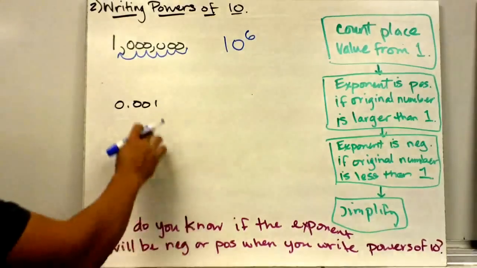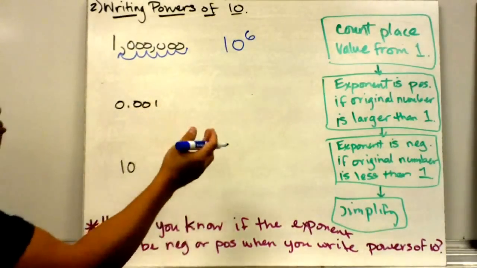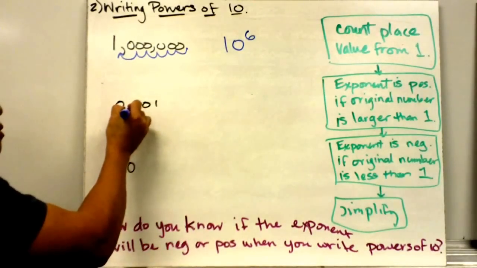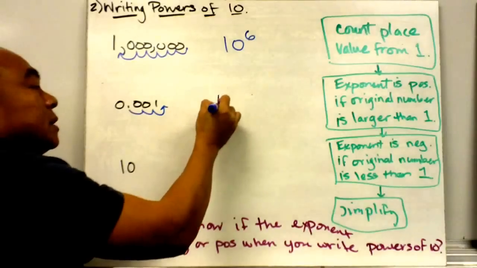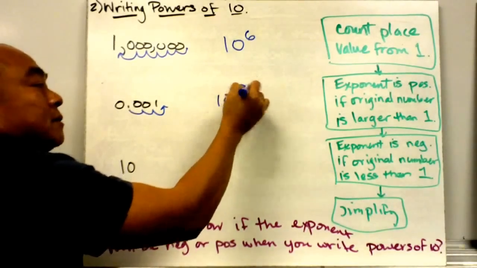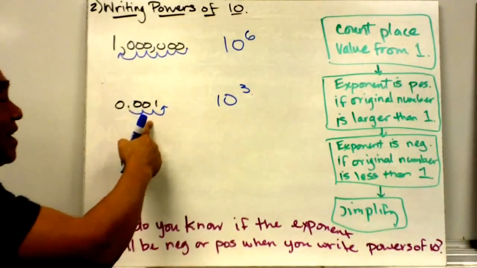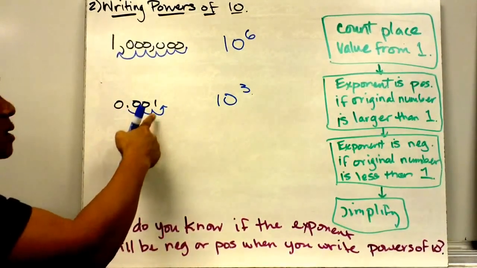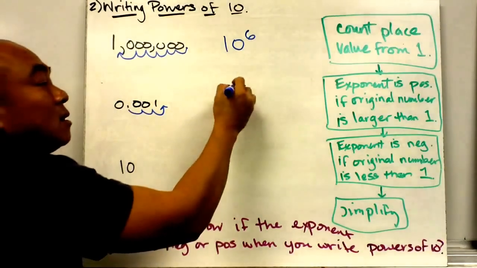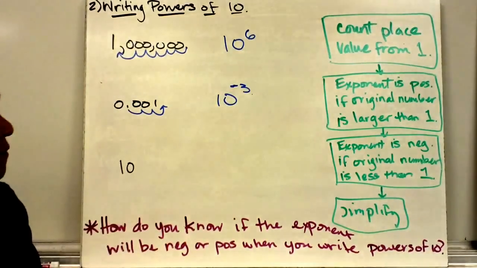Okay? So now, let's look at this. I need to make this 1. So I'm going to move this decimal over 3 times. So it's going to be 10, 3 times. And my original number is less than 1. It's a very small number, okay? It's 1/1000, which means my exponent is going to be negative.